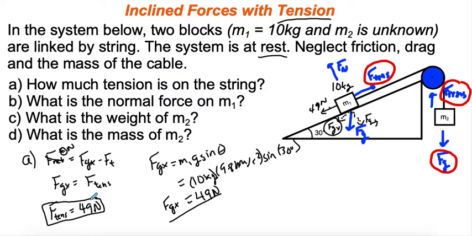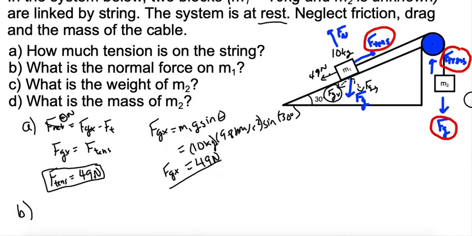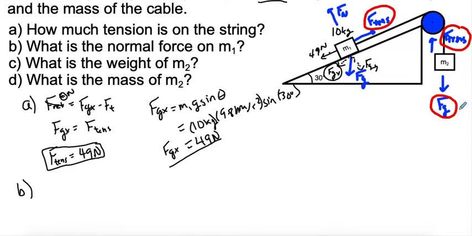Okay, so let's do B here. What is the normal force on M1? Okay, so how do we find normal force again? Well, normal force is equal to the gravitational component in the y direction. Okay, so normal force equals F_gy. And to get F_gy, remember from our last problems, that's going to be cosine. So we will have mg, we can write 1 there if we want to, mg cosine theta.